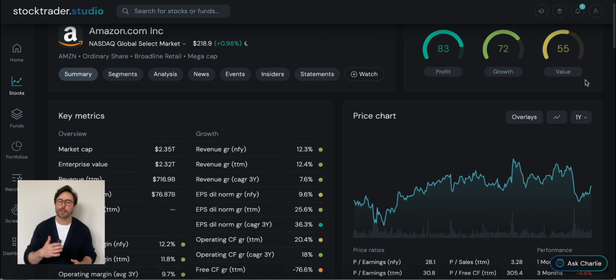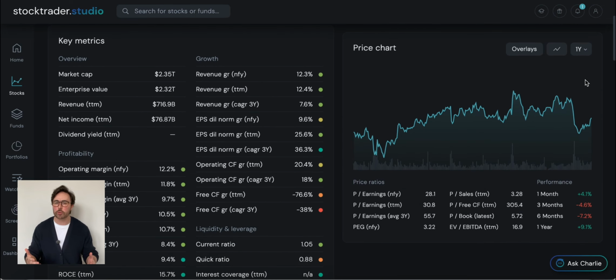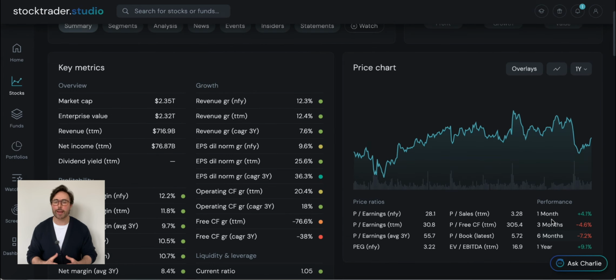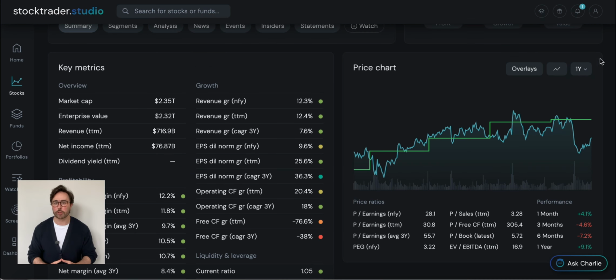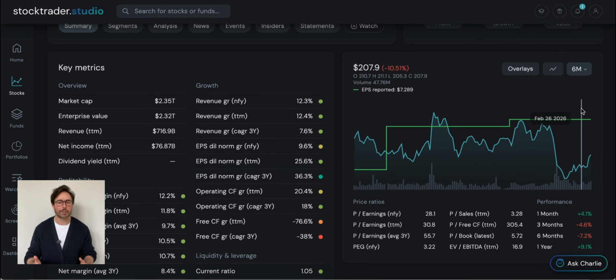Now below that, let's take a look at the price chart. I always like to see if the stock has recently gone up or down, and here we can see that Amazon has taken a little bit of a hit over the past few months. So using the overlays feature, I can track how the stock price has moved against its earnings or even against the platform's own valuation. In this case, the decline does not seem to match the earnings trend. And that tells me there could be more to the story than what we've seen so far.